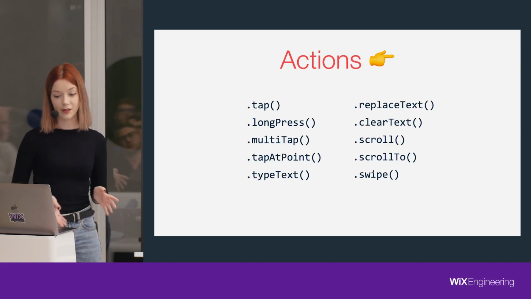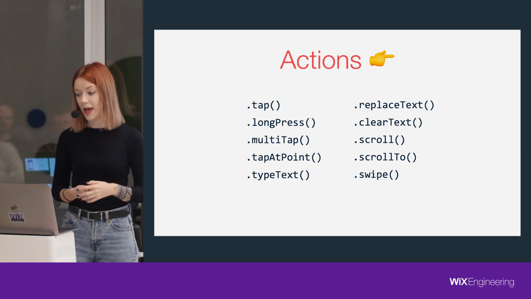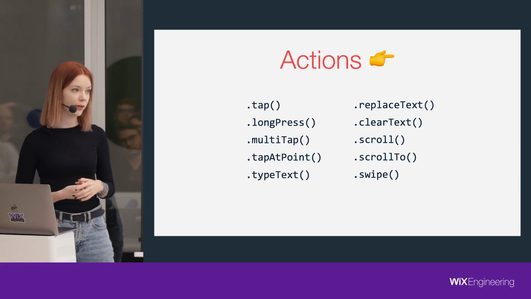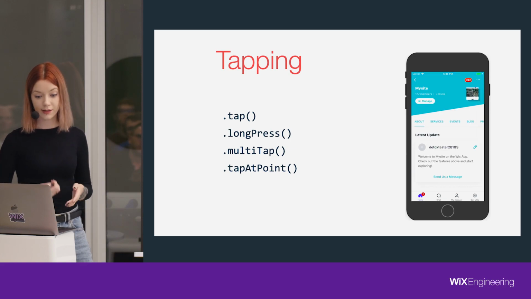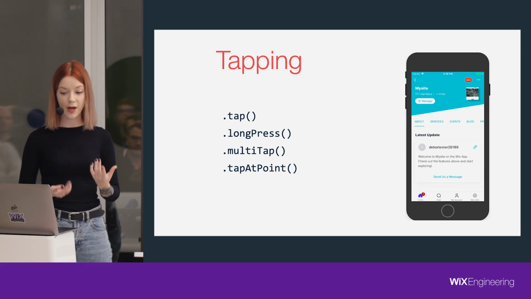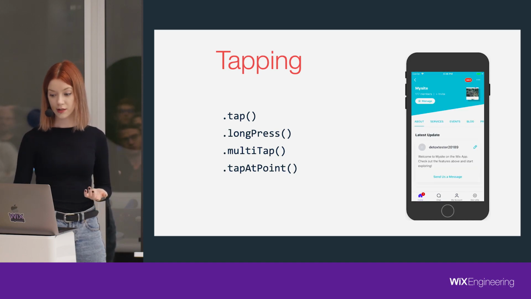So actions. Basically they cover three mostly used categories in a mobile app: tapping, typing, and scrolling or swiping. Tapping is either tap, long press, multi-tap, or tap at point. It's fairly simple.